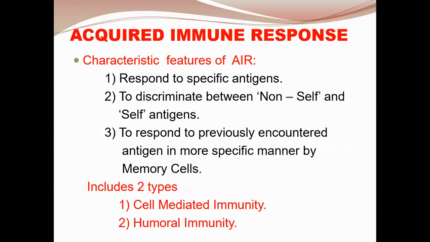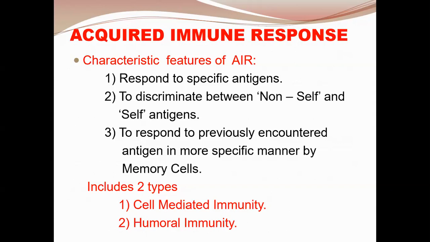Now, what is the acquired immune response? Till now we have seen the innate immune response. So what is the acquired immune response, and what are its characteristic features? It responds to specific antigens, and it discriminates between non-self and self antigens. And number three, it responds to previously encountered antigen in a more specific manner by the memory cells.